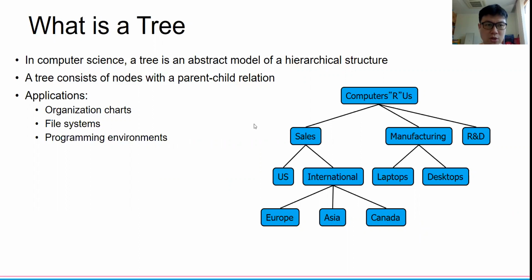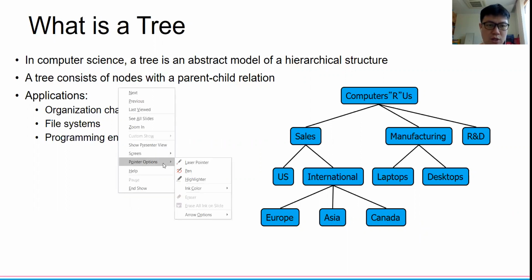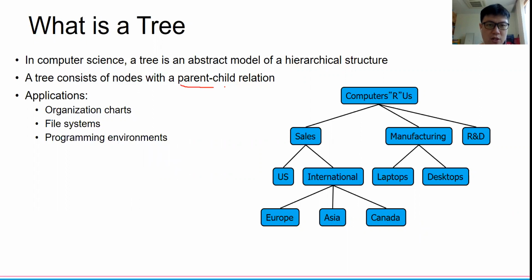We can put it into a hierarchical structure. So the tree consists of nodes, and the nodes have a parent and child relation. Some applications of the tree are organization charts like this one, or we can also think about the file system. If you are using your computer, you can see the file system using the tree, and also some programming environments. In the programming environment, if you have your class and your data, etc., that's also using a tree.